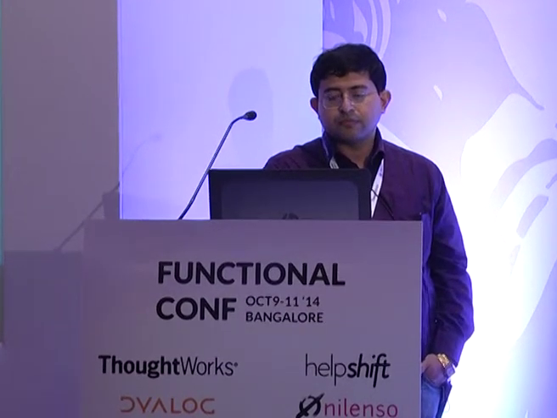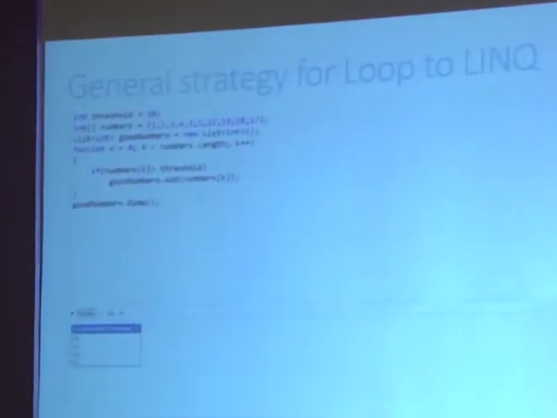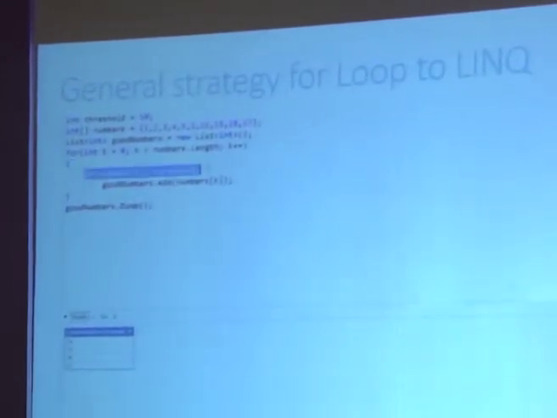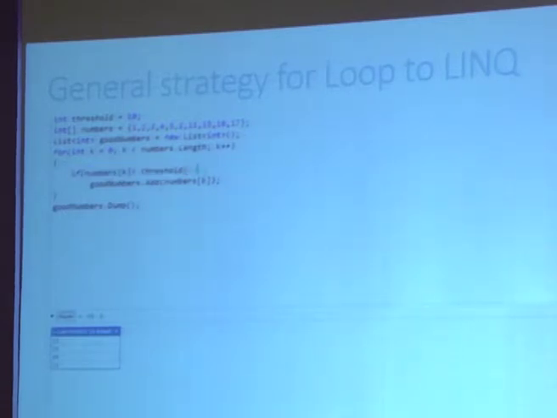As a first step, identify the range across which the LINQ query will run. In this case, our range is the entire numbers range. And then, what is the condition? The condition is if this number is greater than the threshold. So this part is the condition, this is the range part, and this is the action that we take when this condition becomes true.